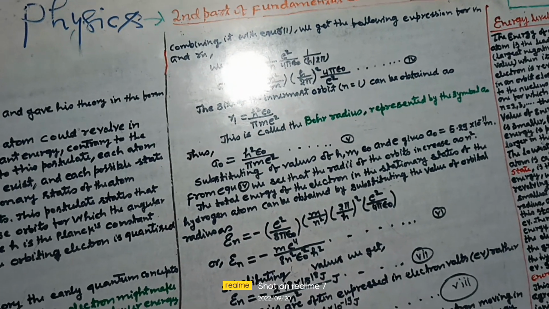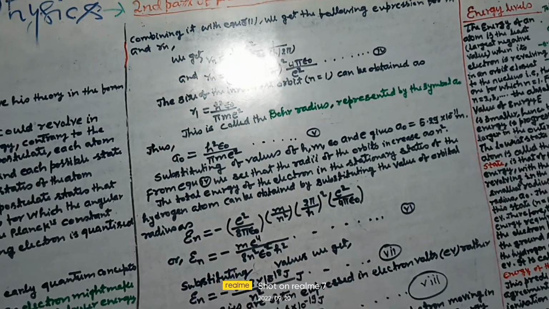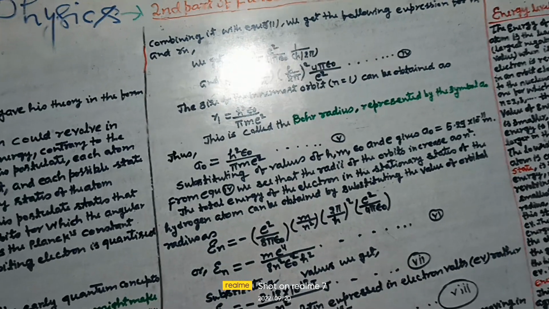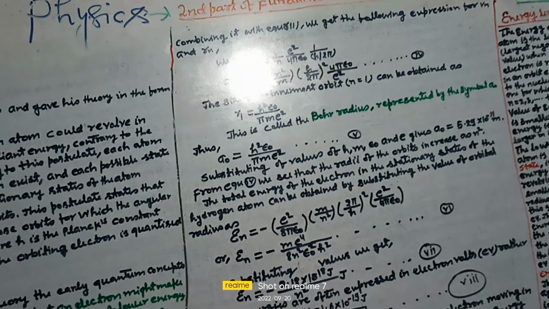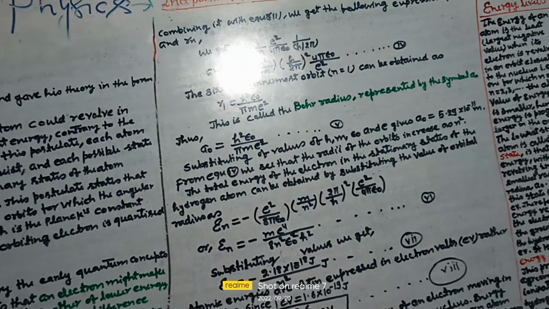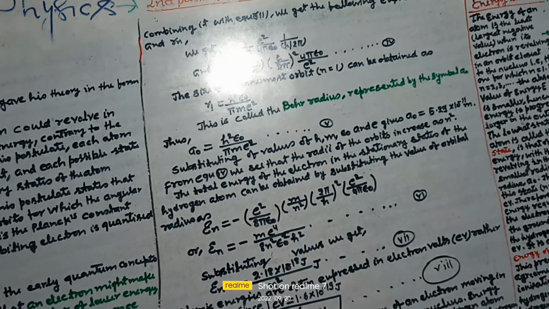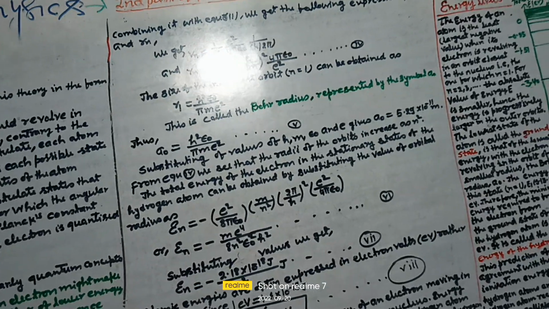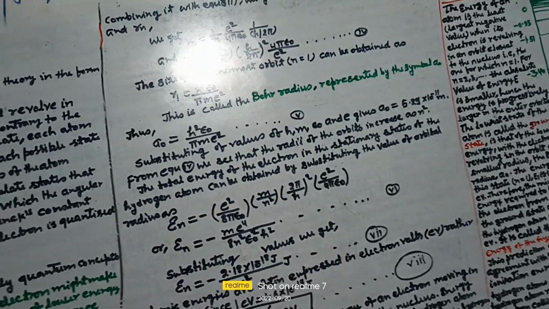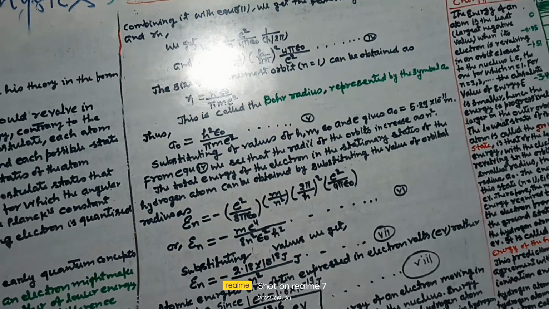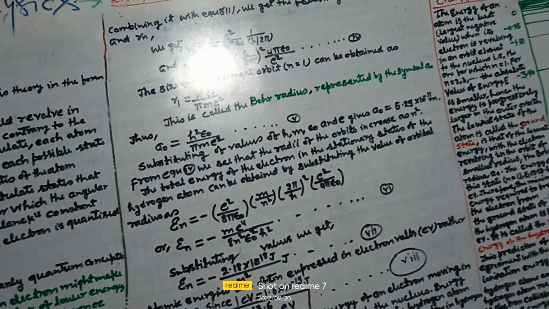This is called the Bohr's radius, represented by the symbol a₀. Thus a₀ = h²ε₀/πme². Substituting the values of h, m, ε₀ and e gives a₀ = 5.29 × 10 to the power minus 11 meter. From the equation we see that the radius of the orbits increases as n squared.